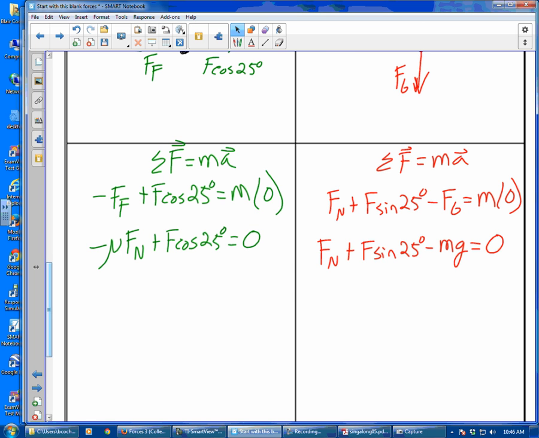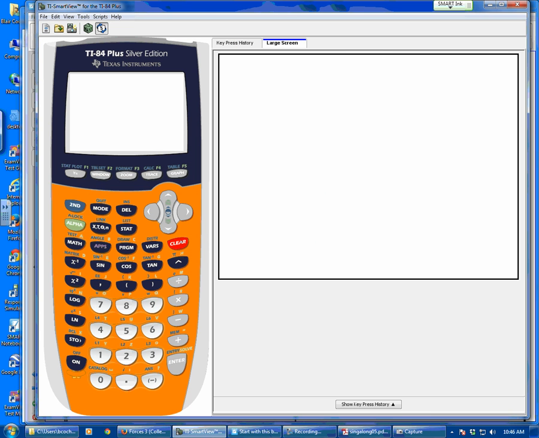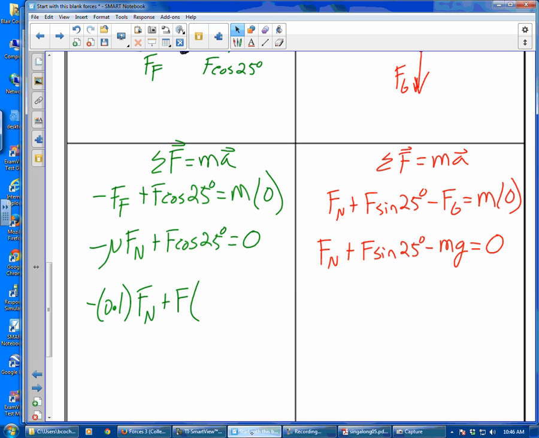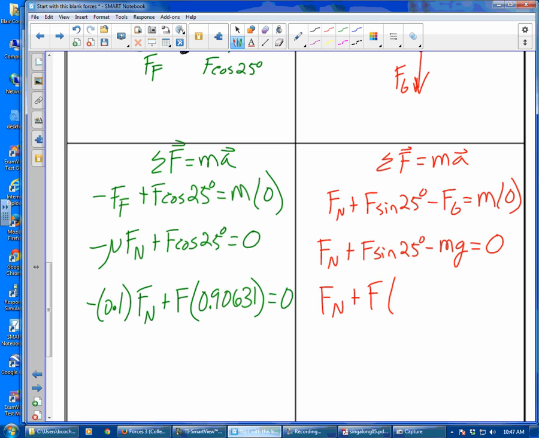Let's put in what we know. It's not moving, so we know it's the static coefficient. So 0.1. I don't know force normal. I don't know F. Cosine of 25. I need my calculator. Let's see. Cosine of 25 is 0.90631. So 0.90631 equals 0. And over here, I don't know normal force. I don't know F. Sine of 25.